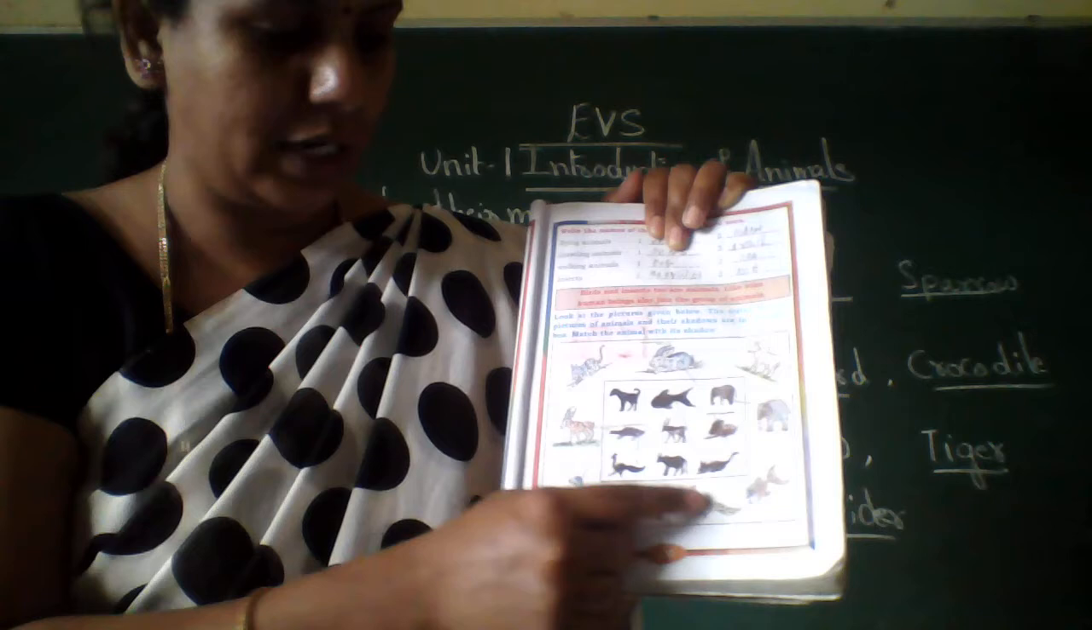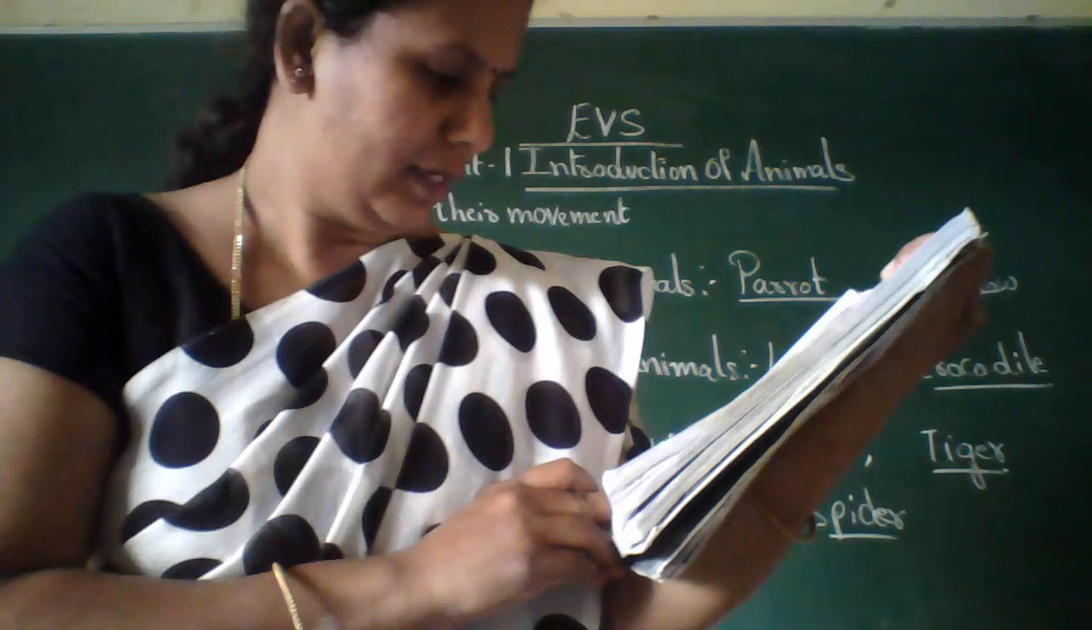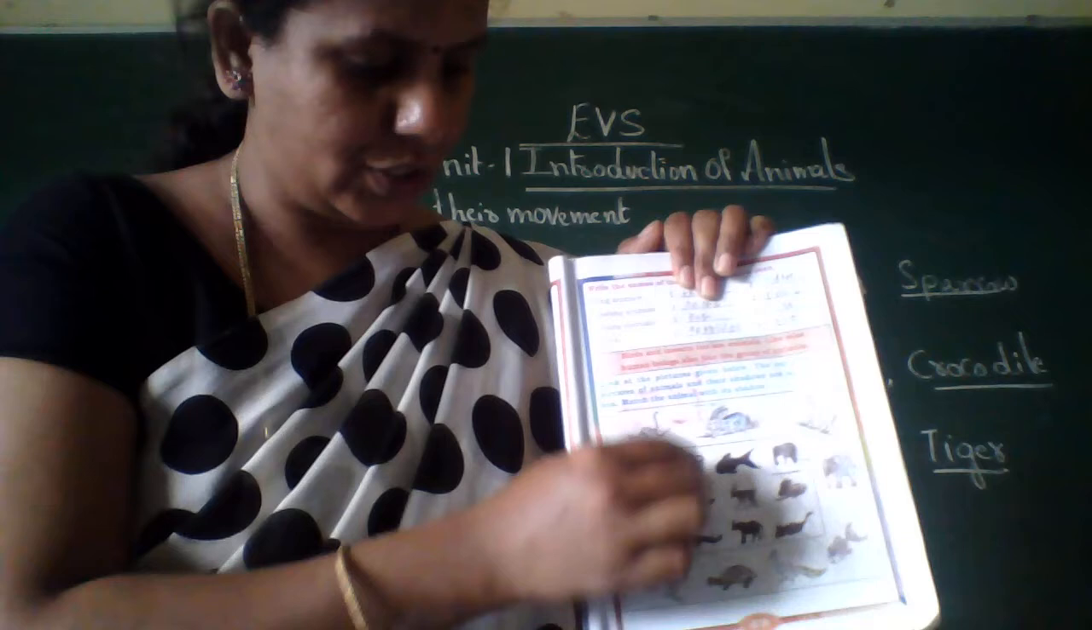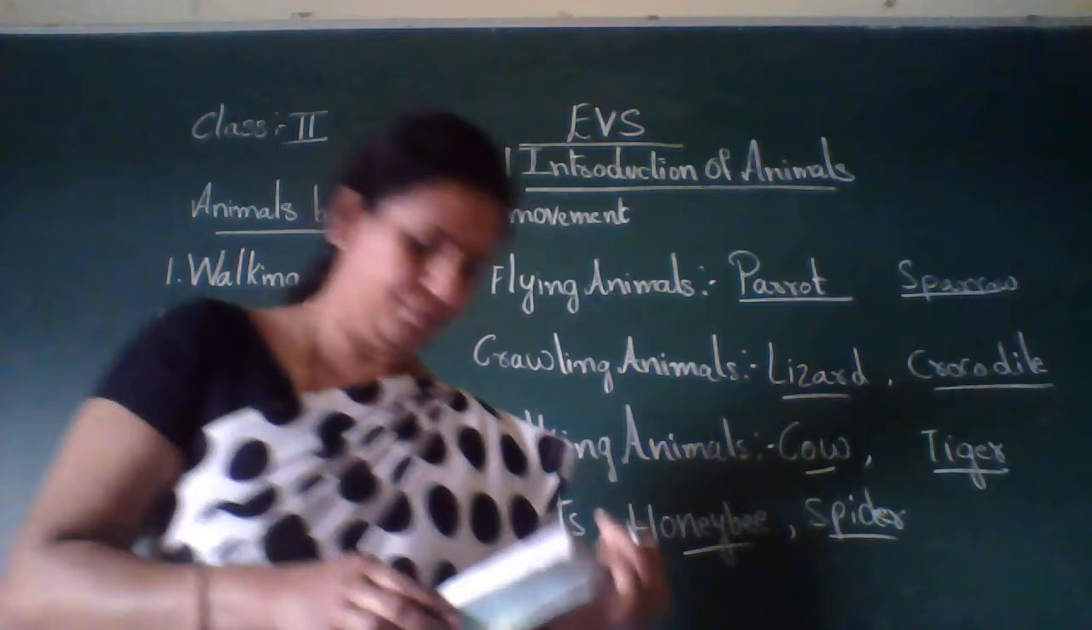Okay. Then tortoise or turtle you can call. Here it is. Dog. So you have to match. Okay. Where is the dog's shadow? And cat. Yes, like that. You have to match the animals with their shadows by drawing a line.